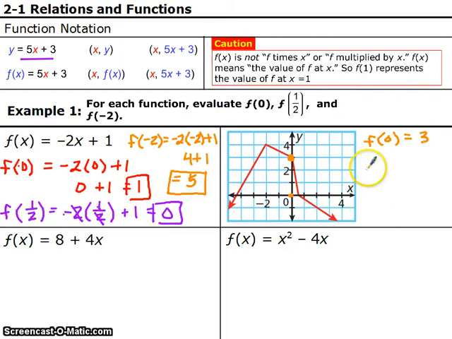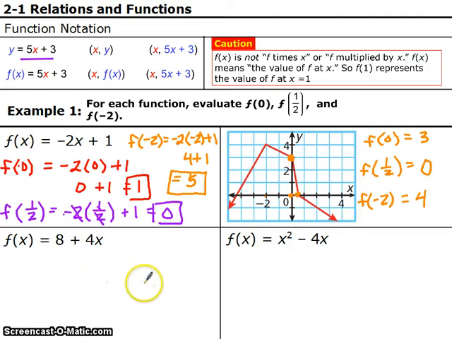All right, f of a half. All right, so I go to x equals a half, which is right there, and see how the graph crosses. So it's right at 0. All right, now when we're getting the answer, we're looking at the y-axis. So where does this graph cross at the y-axis? That's at 0. All right, so f at negative 2. All right, negative 2 is here. Where's the graph crossing the y-axis? Looks like it's at 4.